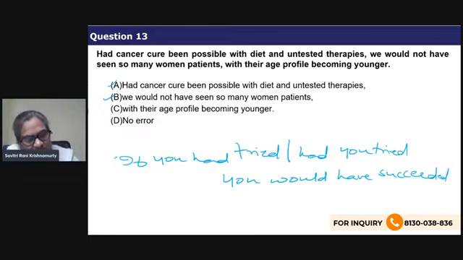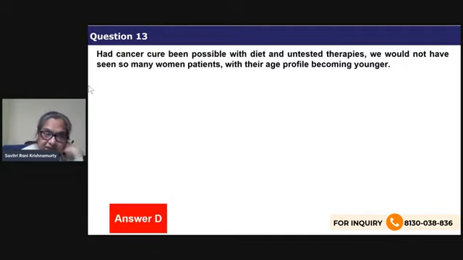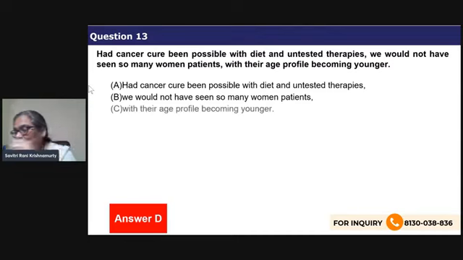Now, some students think C is an awkward construction. What do you mean age profile becoming younger? The age profile of women patients, women cancer patients. That means more and more younger women are getting cancer. That's what it means. So 13, the answer is actually no error. The sentence has been expressed correctly. It saved me the time to explain this question properly. Got it?